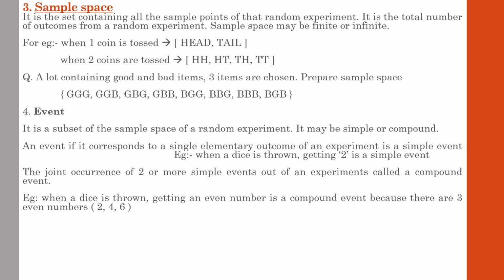So the outcome of an experiment may be more than one outcome. That is known as a compound event. Compound means from a particular experiment, there might be more than one event. So that is the meaning of simple as well as compound event.